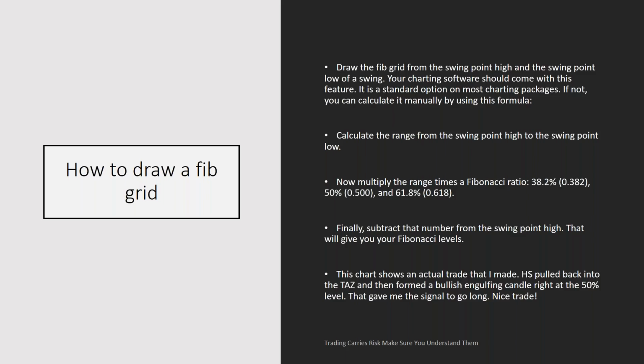we move from the swing high point to the swing low point of the previous trend action. Calculate the range from the swing point high to the swing point low. Now we would multiply these ranges by the Fibonacci retracement, 38.2, 50, and 61.8, but we don't have to do that anymore. Finally, subtract the number from the swing high, and that gives you the Fibonacci levels. Okay, we don't have to do that anymore.